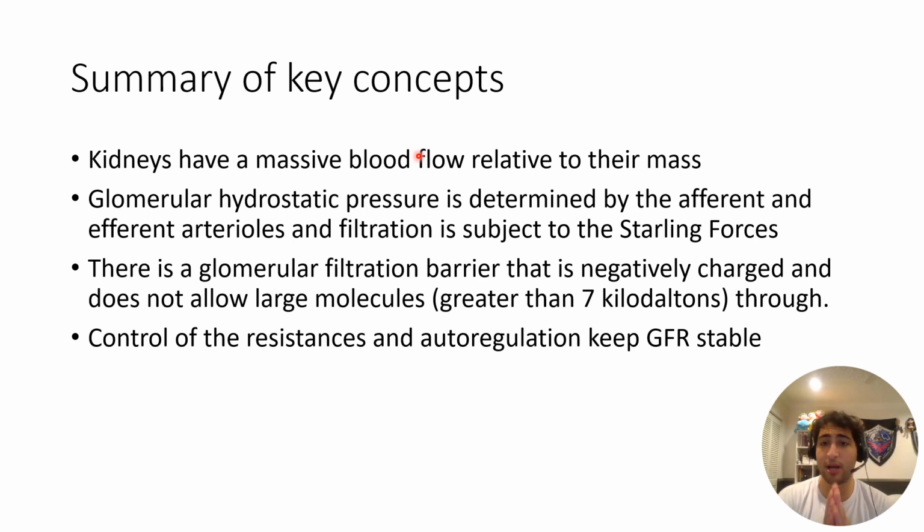All right, so to summarize all the physiology we just did before we look at some of the pathophys and then move into the nephritic and nephrotic syndromes: the kidneys have a massive blood flow relative to their own mass. Glomerular hydrostatic pressure is determined by the afferent and efferent arterioles, and filtration is subject to Starling forces. There's a glomerular filtration barrier that is negatively charged and does not allow large molecules through, and control of resistances and autoregulation keep GFR stable.